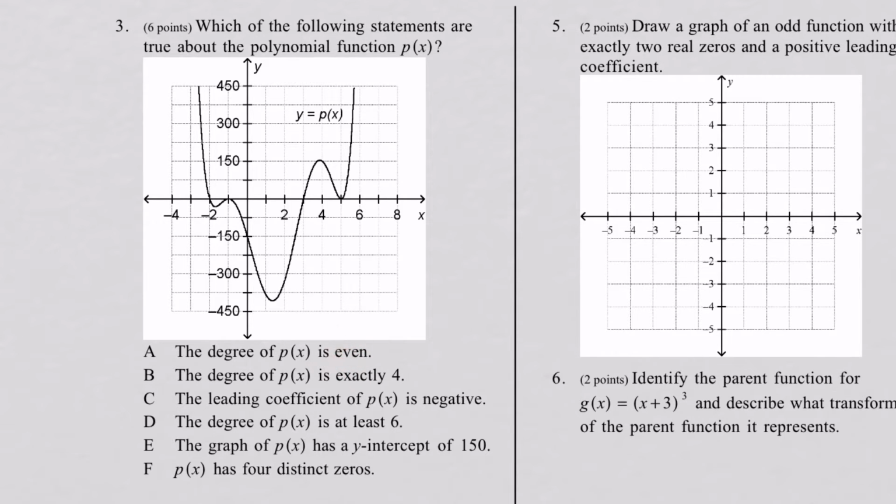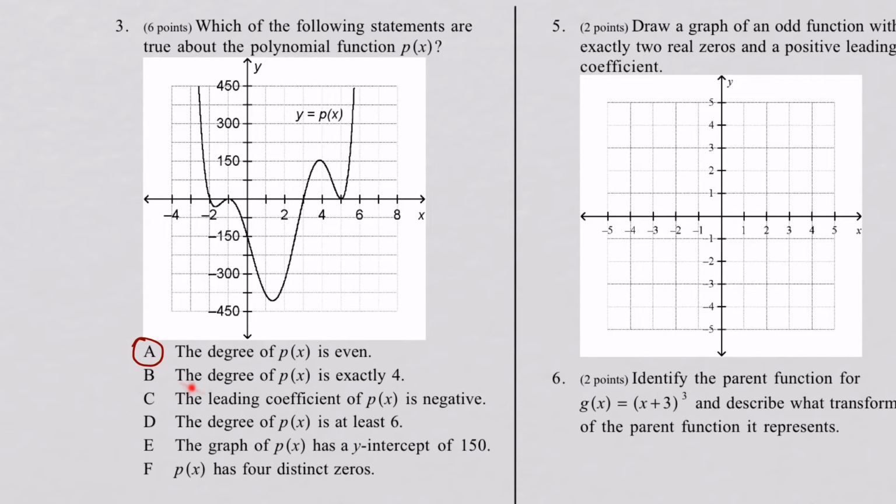Even means that both behaviors, the left side and the right side, are the same. So it's either up on the left, up on the right, or down on the left, down on the right. And for this one, I can see that on the left, it's up. On the right, it's up. So this is true. It does have an even degree because it's up on the left, up on the right.